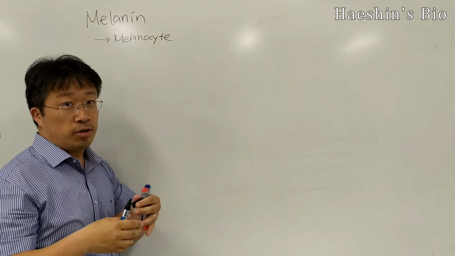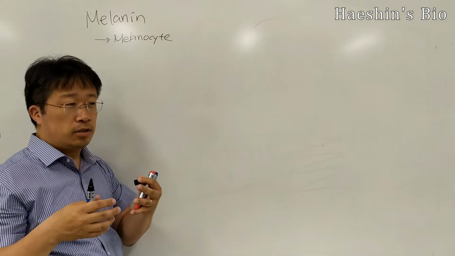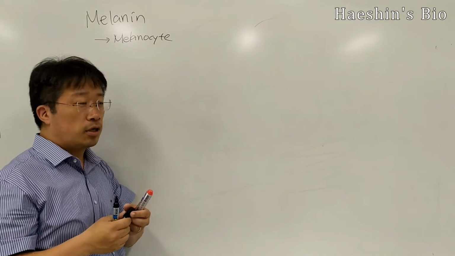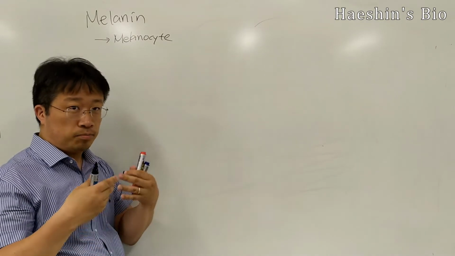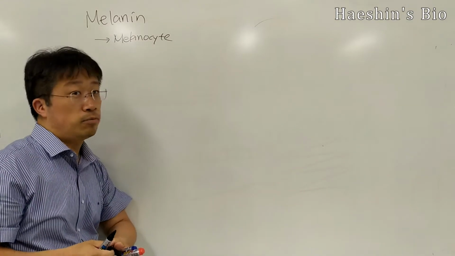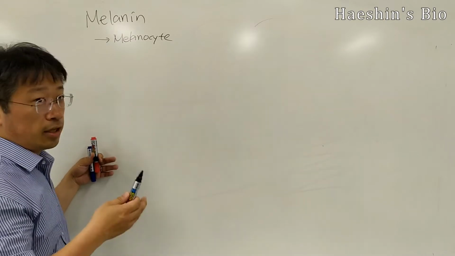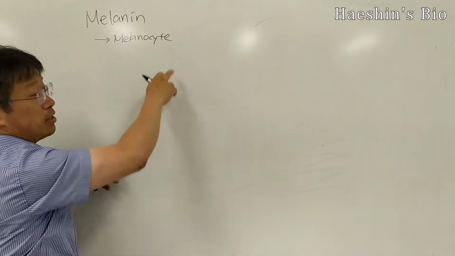The myocyte, right, is like a muscle property presenting cell, like a fibroblast, a fiber presenting cell, generating cell. Like this is melanocyte. So cyte means cell.